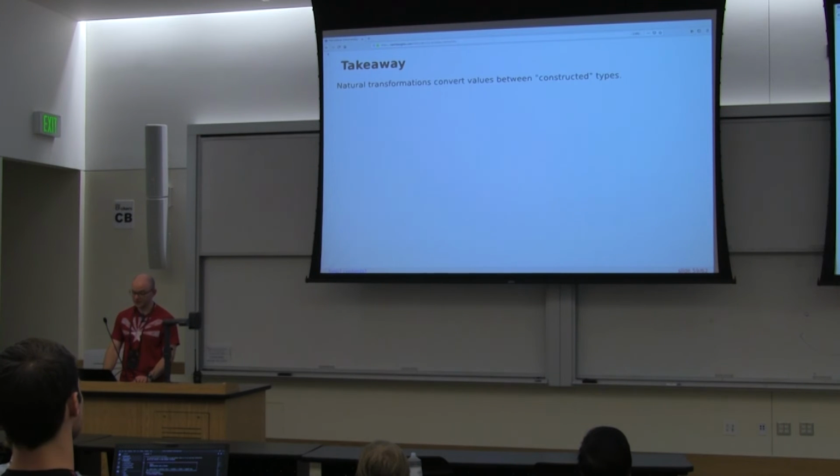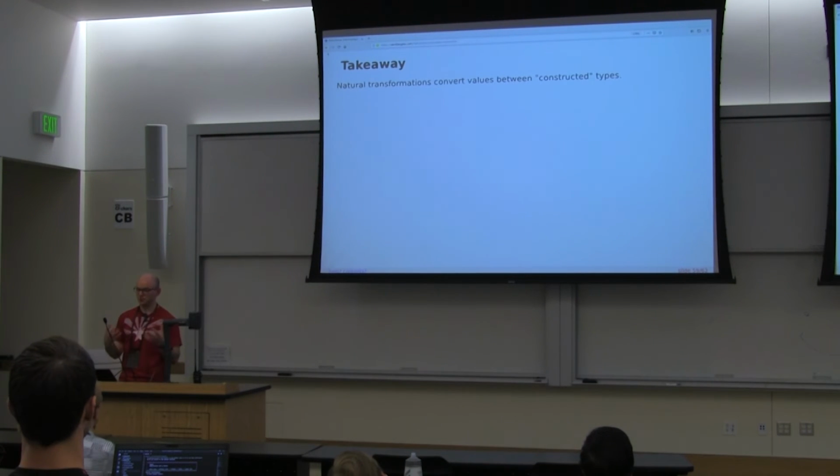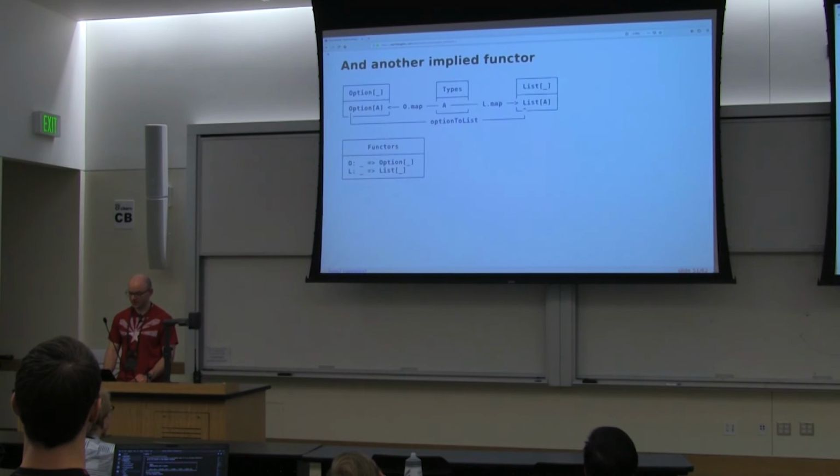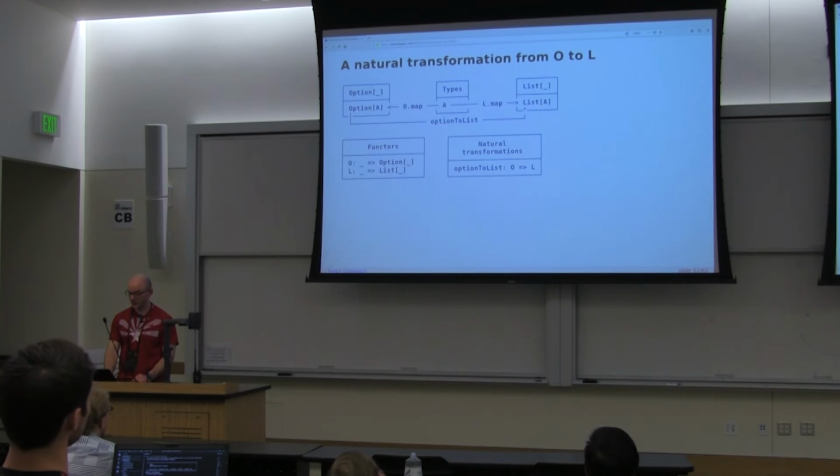So the takeaway is that I couldn't find a good term for this, but natural transformations convert values between types that were built with some type constructor. So if we have an option of something and we want a list of that thing, natural transformation is for us.